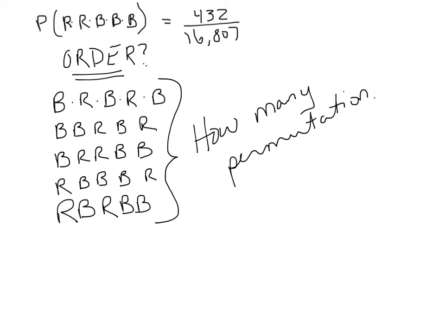of ordering these, which is a permutation. But because of the repeated R's and B's, it's a permutation with repetition, which we talked about is kind of like a combination.